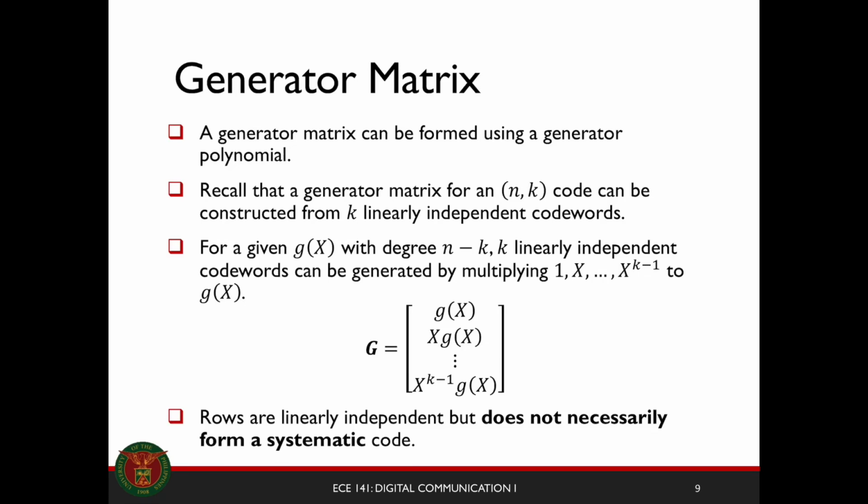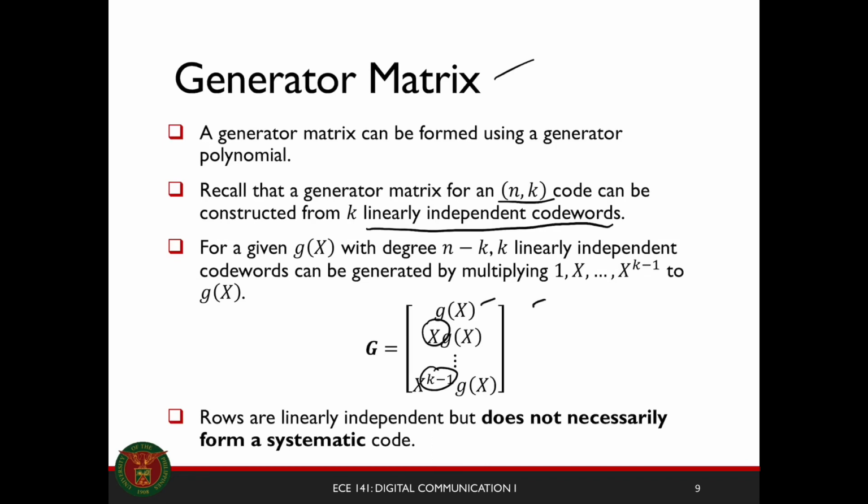Since a cyclic code is a linear block code, a generator matrix can also be developed. Recall that a generator matrix for an (n,k) code can be constructed from k linearly independent code words. For a given generator polynomial g(x), many generator matrices can be formed, but the simplest one is obtained by multiplying g(x) by x up to x^(k-1).